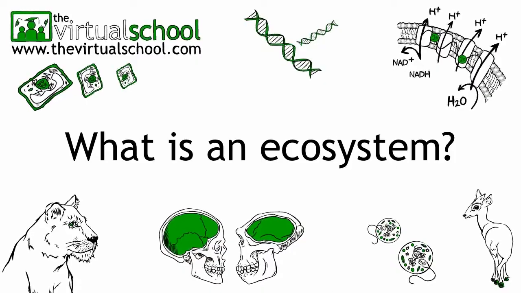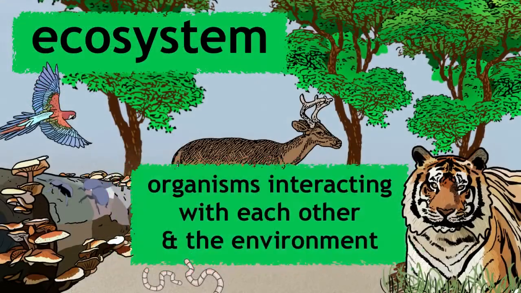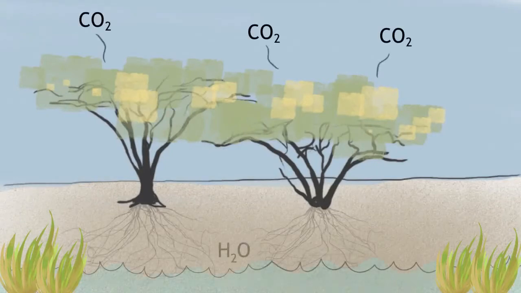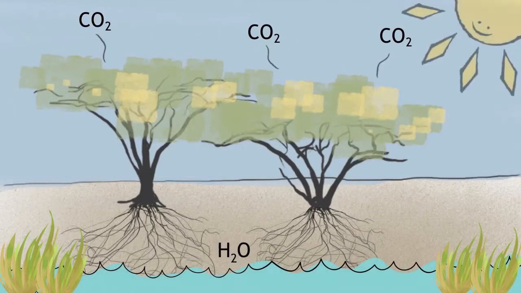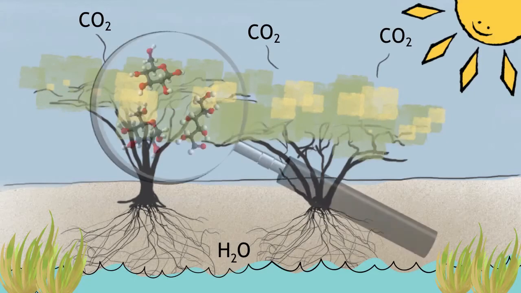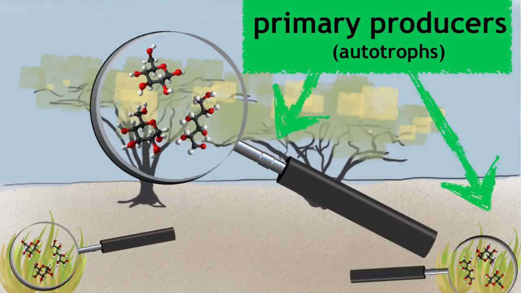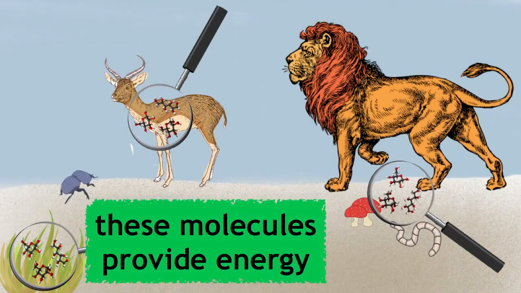An ecosystem is a community of living organisms interacting with each other and the environment around them. Ecosystems are built from plants upwards as they harness CO2 and water, and using the sun's energy, plants create energy-containing molecules which are carbohydrates. This is why they are often referred to as primary producers or autotrophs within the ecosystem. These molecules provide energy for all living organisms in an ecosystem.